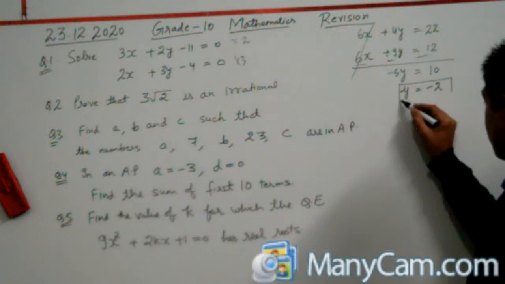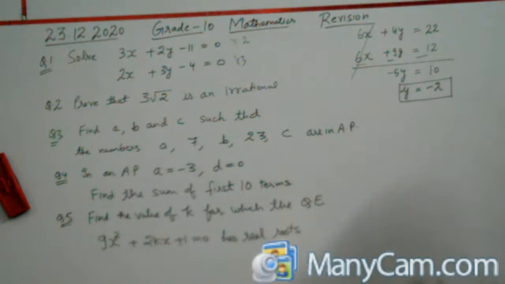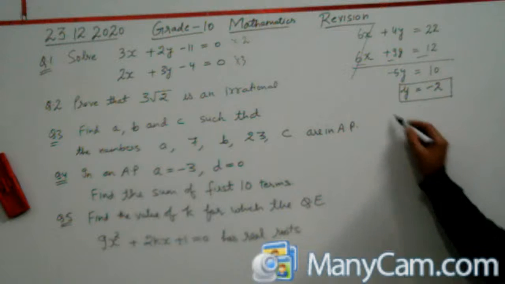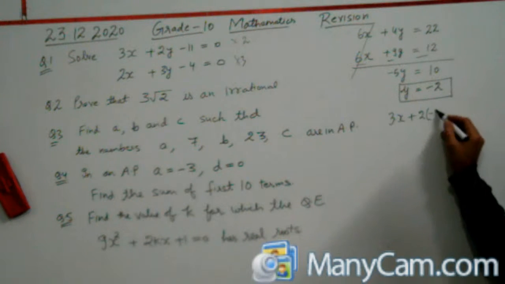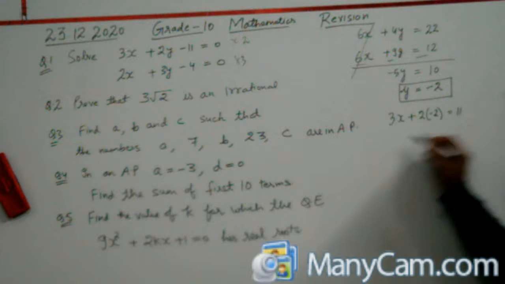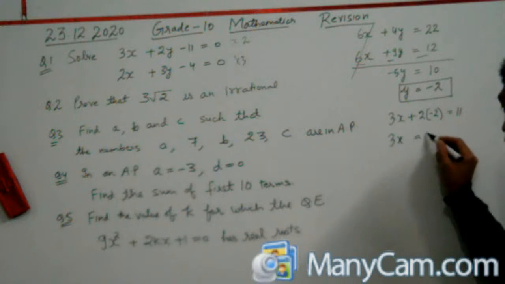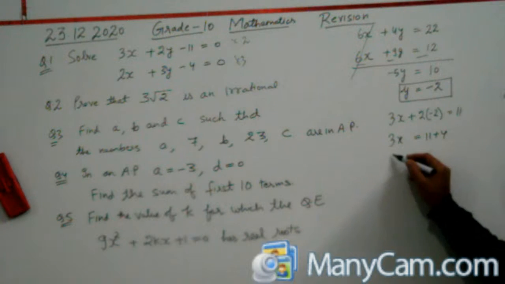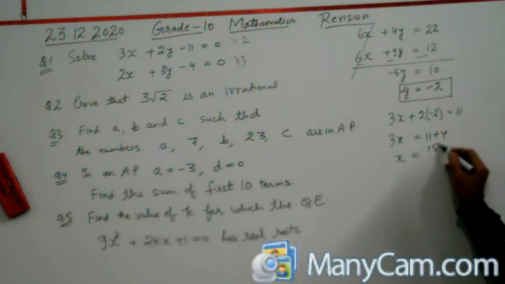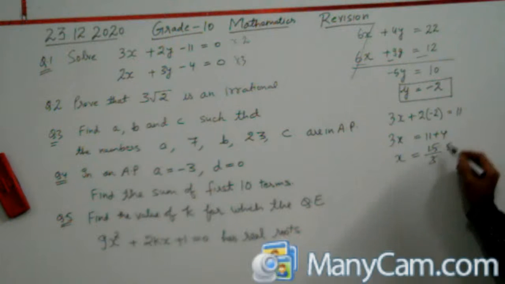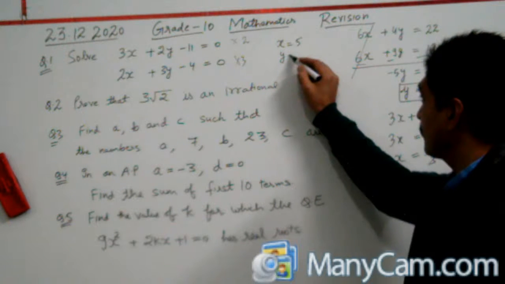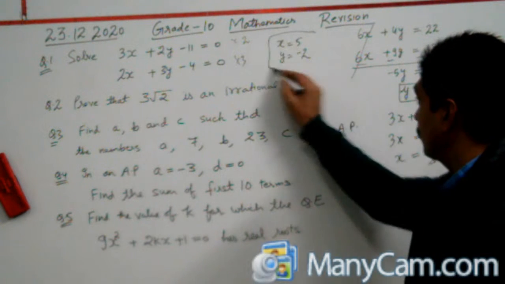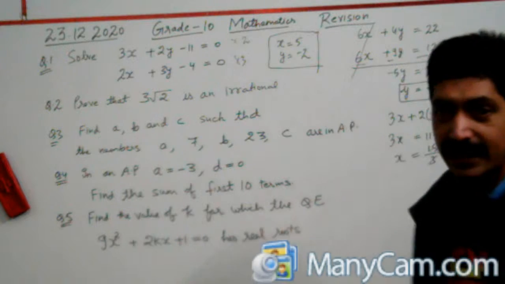Y is equal to minus of 2. What is the value of y? Minus of 2. Now substituting the value in any of the equations, that is 3x plus 2 into minus 2 is equal to 11. So 3x is equal to 11 plus 4, and x is equal to 15 upon 3. So x is 5. So the value of x is equal to 5 and y is equal to minus of 2. These are the values of x and y.